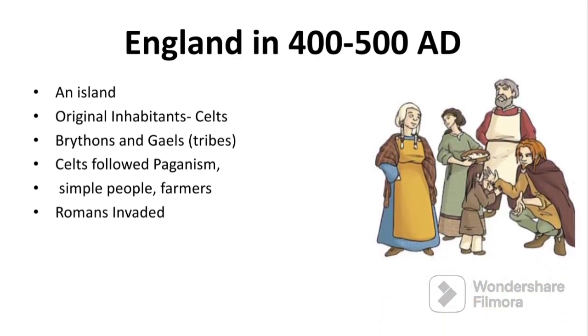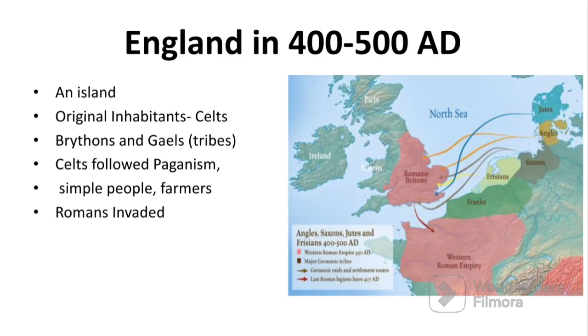These Celtic people followed paganism, which means they used to worship the gods of nature. There was no Christianity, no other religion till then. And I'm talking about the time before 500 AD, okay? These people were very simple. They were farmer like, you can see, and they do not know how to defend themselves. So when Romans invaded, when Angles and Jutes and Saxons, Vikings, other Germanic tribes invaded them, then they were defenseless.